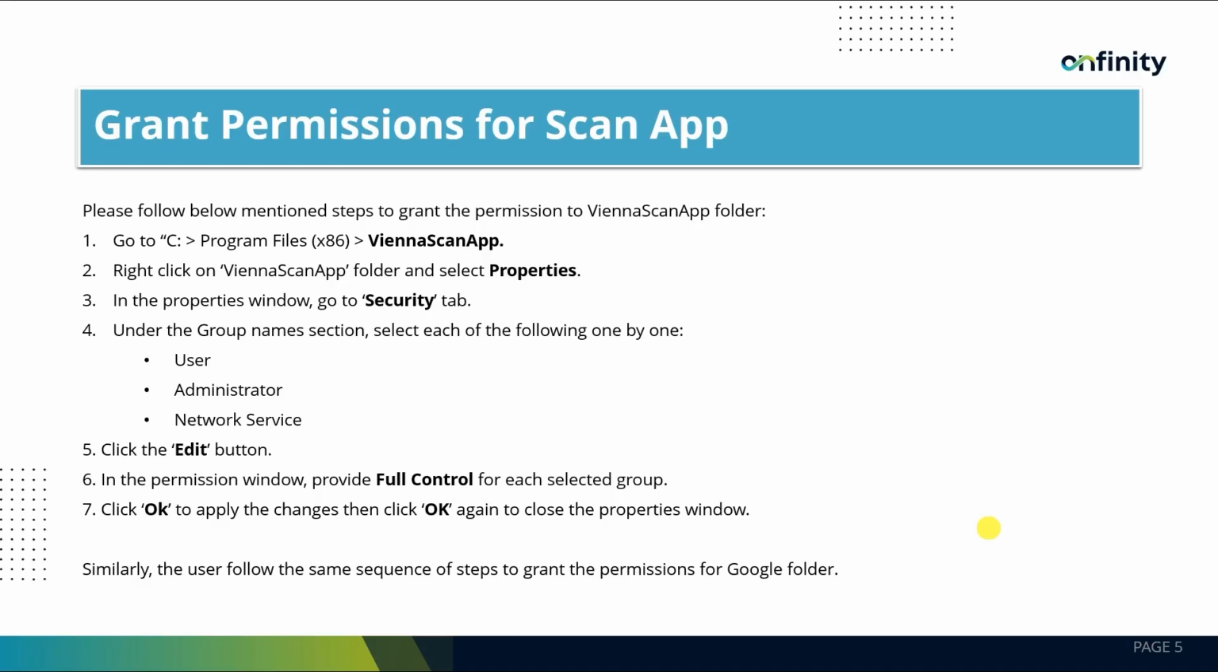Program Files, x86, Vienna Scan App. 2. Right-click on the Vienna Scan App folder and select Properties. 3. In the Properties window, go to the Security tab. 4. Under the Group Names section, select each of the following one by one. First User, next Administrator, next Network Service.